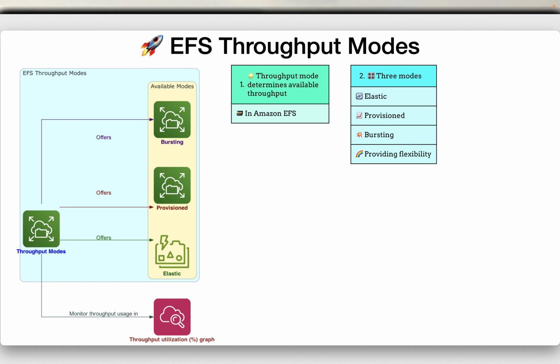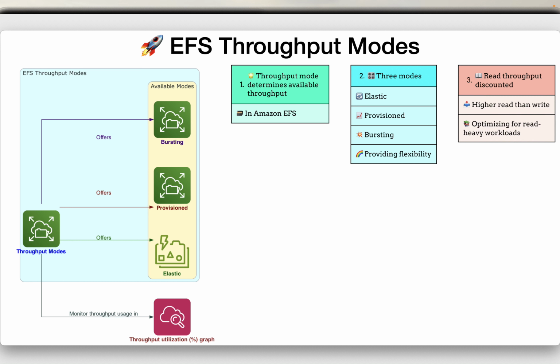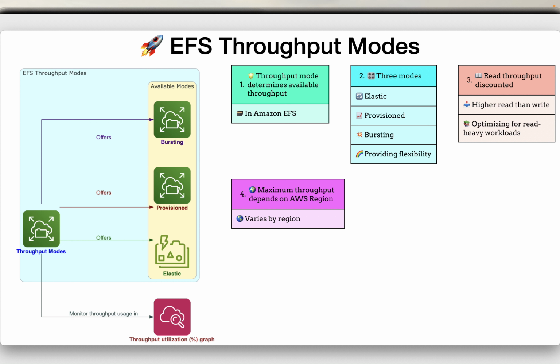And there are three modes: elastic, provisioned, and bursting, which provides flexibility in throughput management. Read throughput is discounted in EFS, which allows you to drive higher read throughput than write throughput, optimizing for read-heavy workloads. The maximum throughput available with each throughput mode varies depending on the AWS region in which your file system is located.